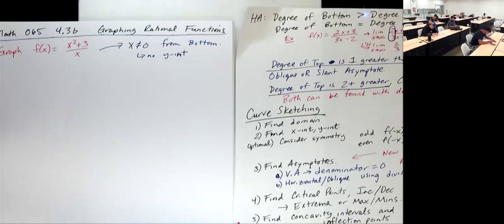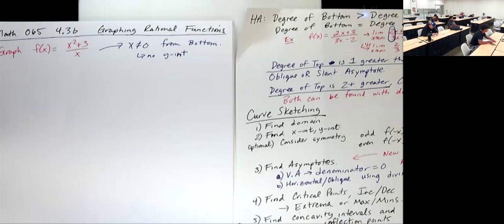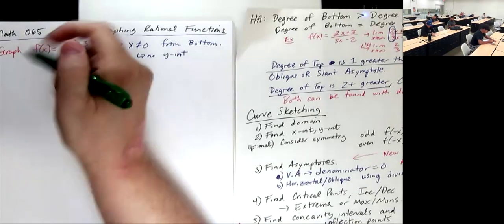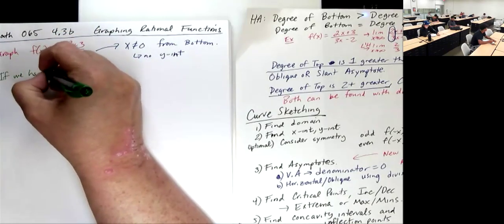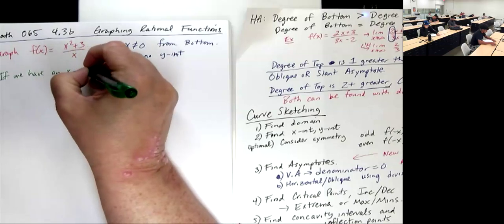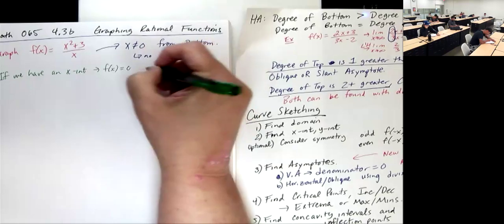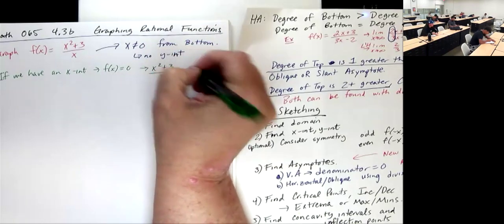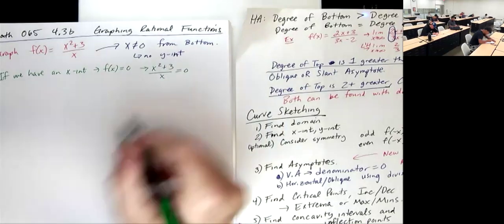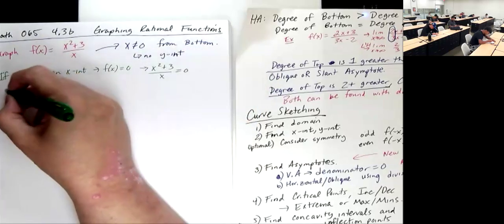Can we have an x-intercept? That's step 2, find the intercepts. If we have an x-intercept, it's where the function equals 0. So x squared plus 3 over x equals 0. I'm not even worried about the bottom. It's really where the top equals 0.